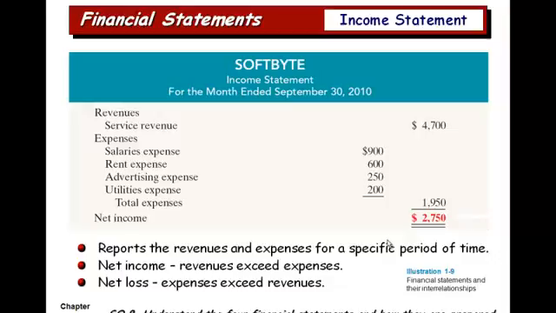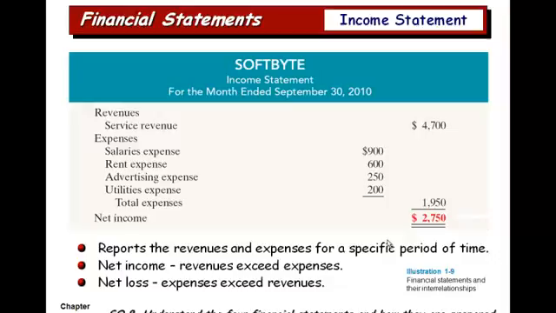Net income is when you have revenues exceed expenses, and you'll see that in this case here. Net loss is just the opposite. So let's go through the income statement. Revenues. We have one category of revenue, which is service revenue, $4,700. Expenses, we have quite a few. We have salaries expense for $900, rent expense for $600, advertising expense for $250, and utilities expense for $200.